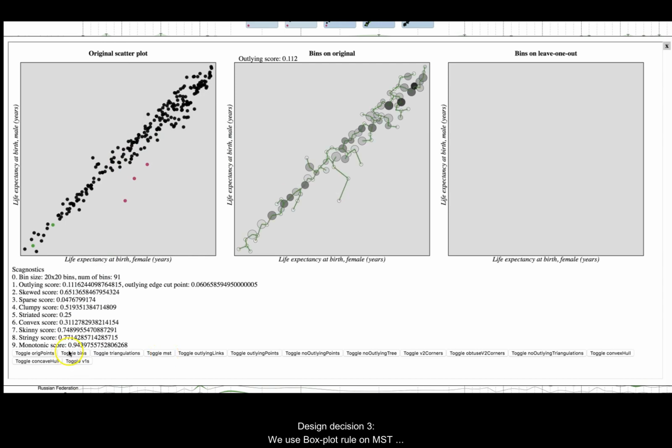Design decision 3: We use the box plot rule on MST lengths to calculate the outlying score, to find out which data points are outlying and which are not. After computing outlying on the original scatter plot, we keep the bounds of the box plot rule. This makes our approach robust when computing outlying on other leave-one-out plots.